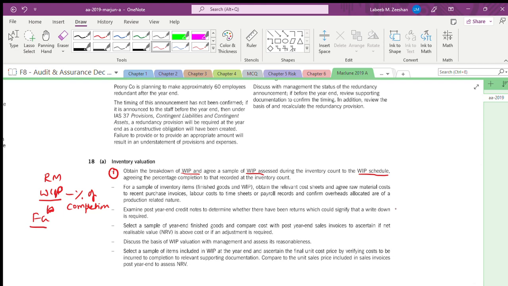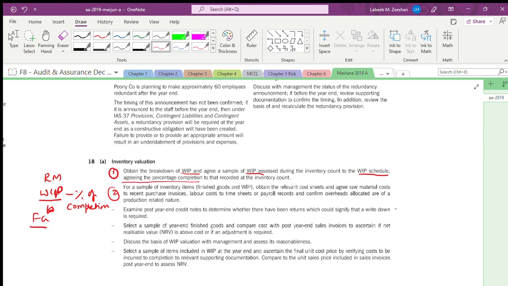Obtain a breakdown of the work in progress. Compare it during the inventory count with the work in progress schedule. And you have to agree to the percentage of completion. Second point is that we have to take six points, keep it in mind.